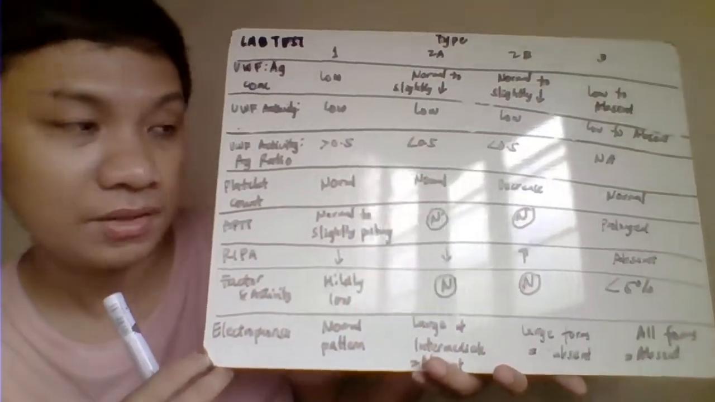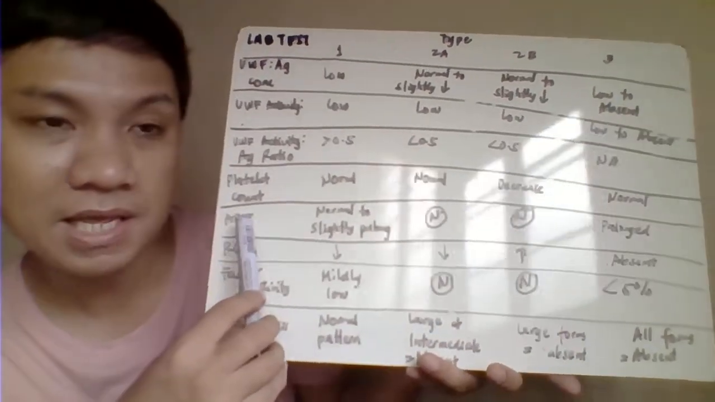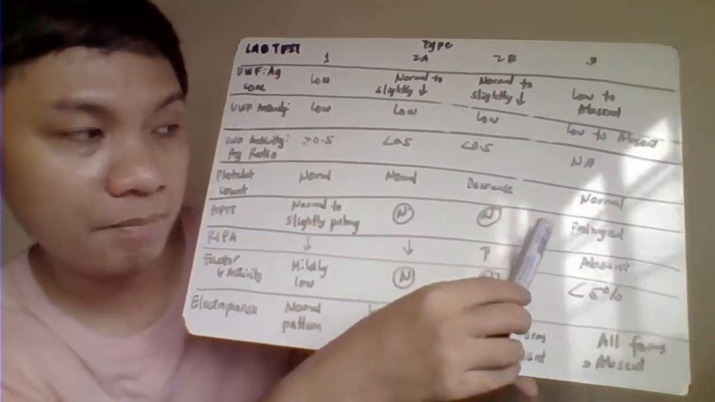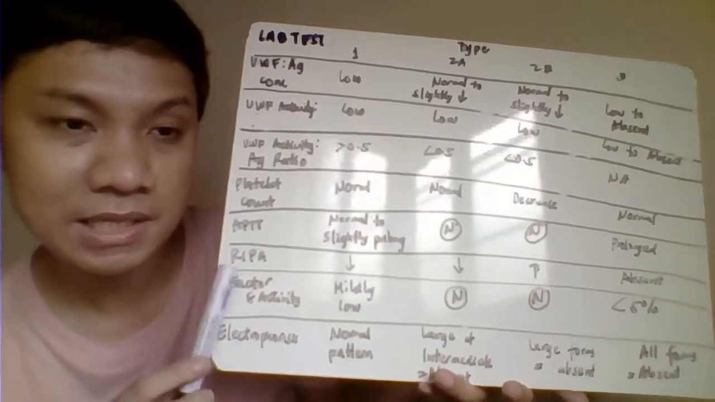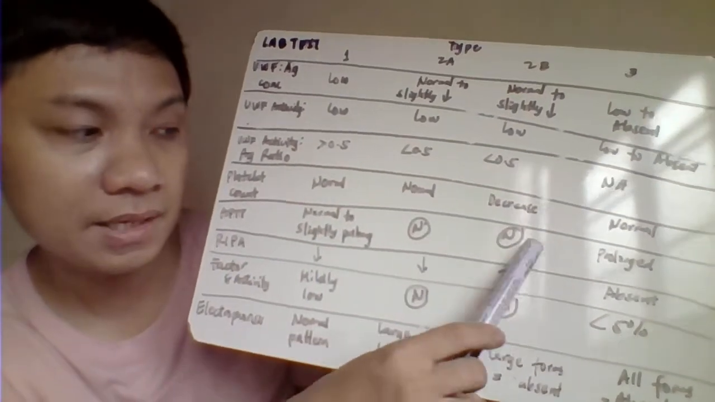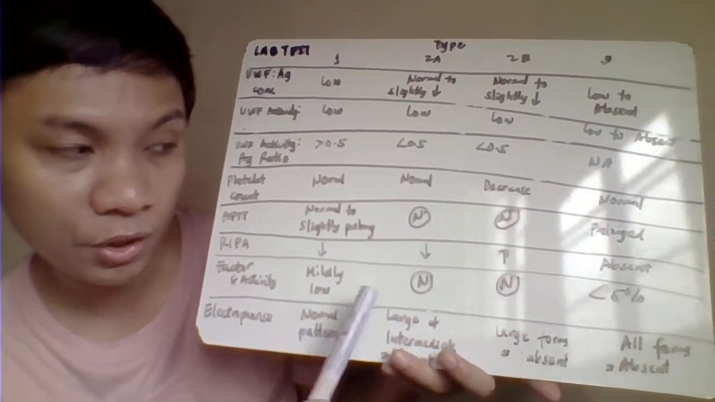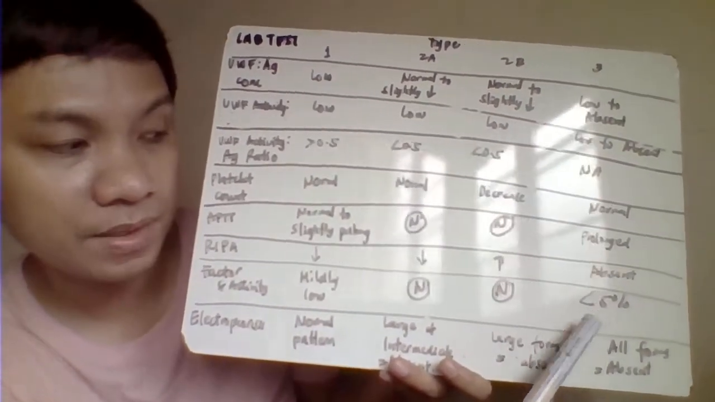The platelet count in terms of that, so normal, decreased, normal. APTT, slightly prolonged, normal, prolonged. Ristocetin-induced platelet aggregation, so we have here decreased, increased, absent. Factor 8 activity, we have here mildly low, normal, less than 5%.